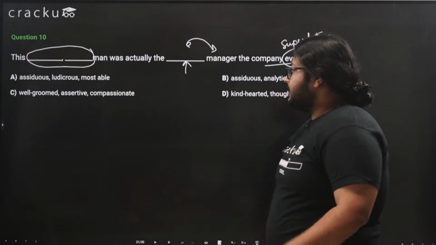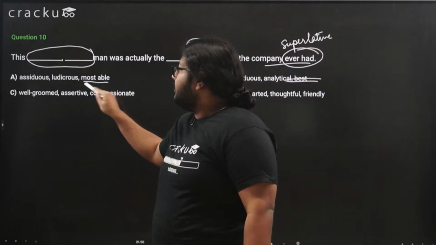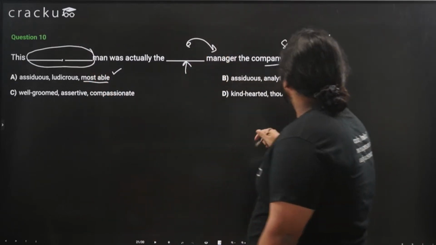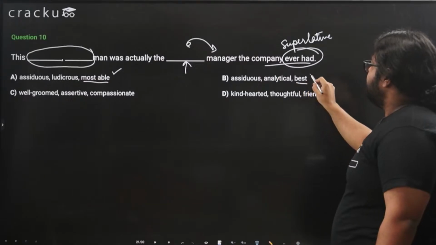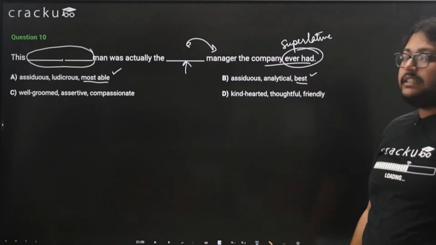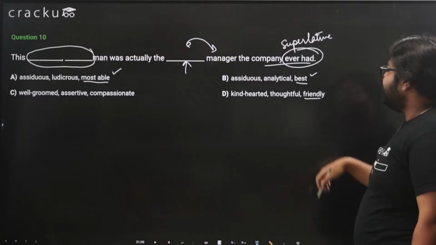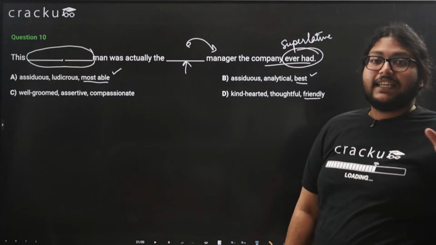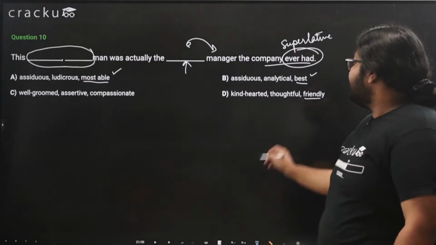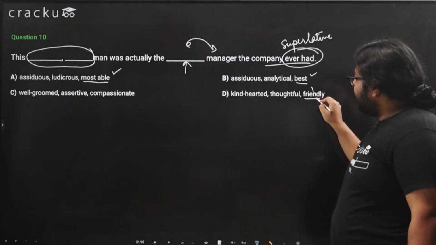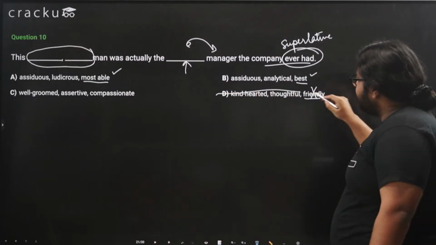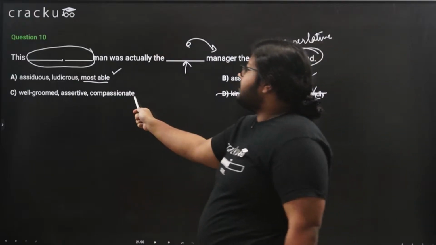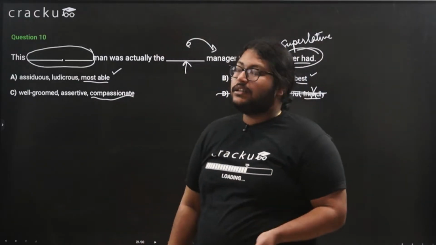Now when we look at the options, you see most able, okay, this is a superlative, so this is still in the running. Best, definitely in the running, it is a superlative. Friendly is not a superlative. If it were most friendly, then it would still be in the choice. So this will not fit, so we can eliminate the entire option. Similarly for compassionate, compassionate means loving.